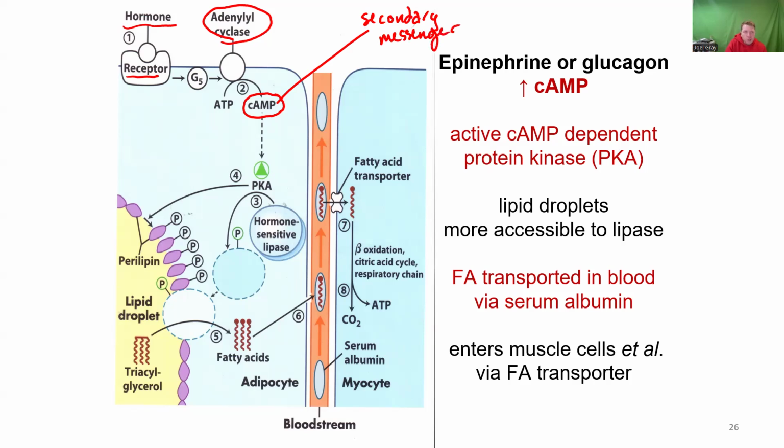Your primary messenger would be a hormone. That hormone is going to stimulate the production of cyclic AMP. Now, this cyclic AMP, as a secondary messenger, activates a protein known as PKA. Has anyone ever heard of PKA? If you have, add a 7 to the chat. If you've not, add a letter to the chat.